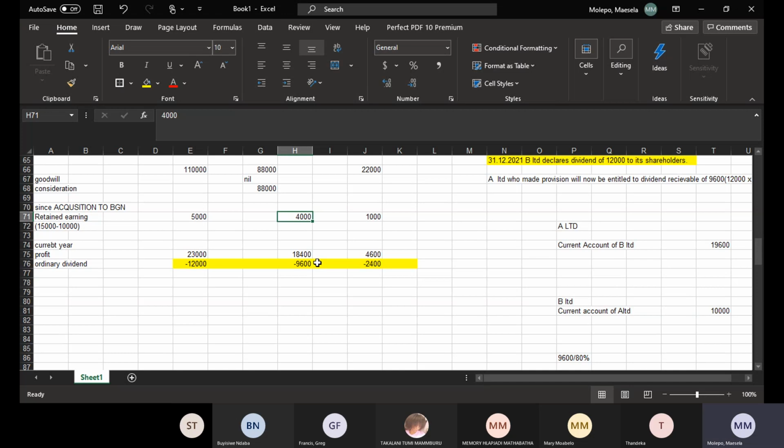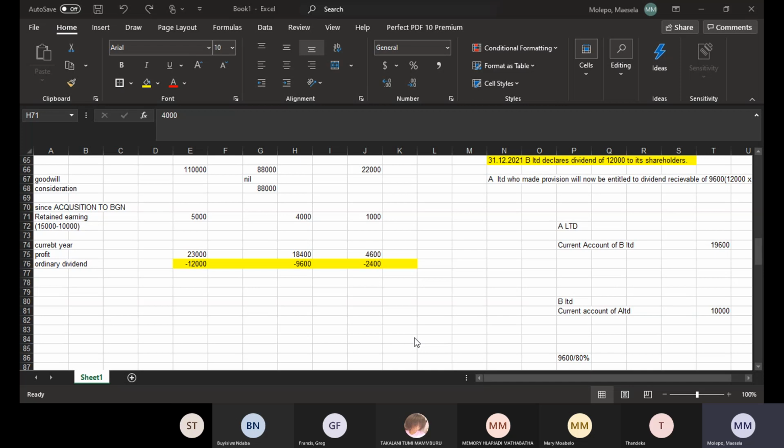Can I ask you to please repeat what you said about the 15,000 on the A Limited side? 15,000 dividends. Okay, on the retained earnings, or do you refer to the dividend declared on the current liabilities on the SFP? Which one do you want? Referring to the 15,000 on the A Limited side, because the 12,000 was declared and then it was distributed according to the 80-20. Okay.